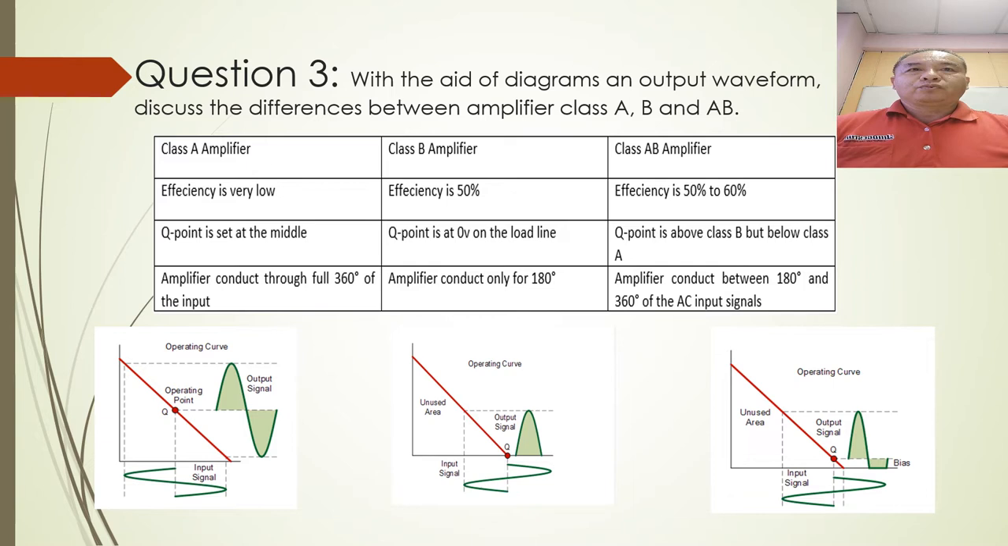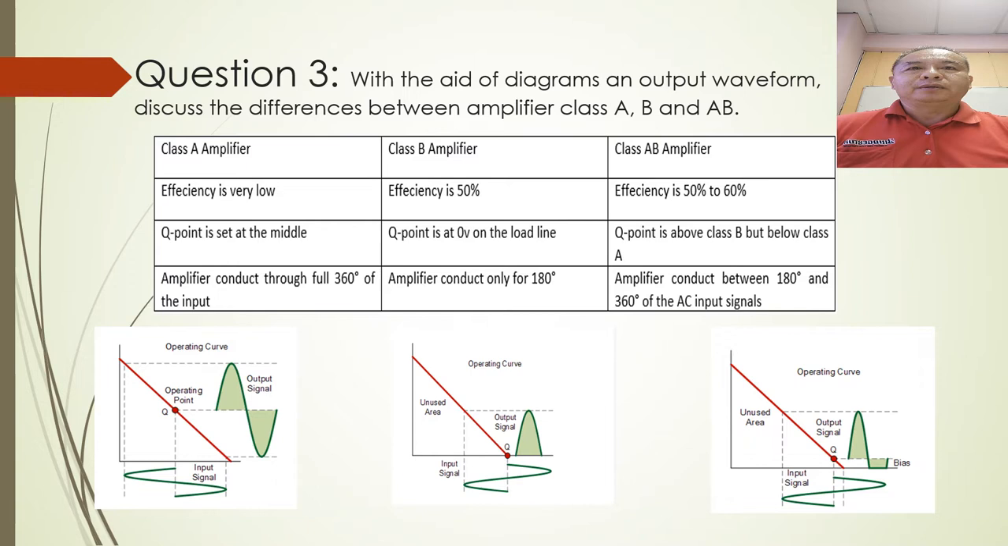Question number 3. With the aid of diagrams and output waveforms, discuss the difference between amplifier class A, B, and AB. As shown in the table below, class A amplifier efficiency is very low. The Q point is set at the middle.